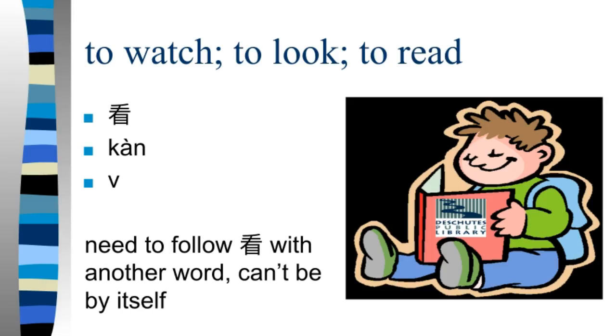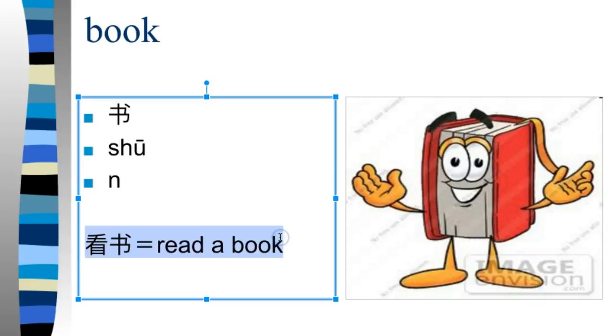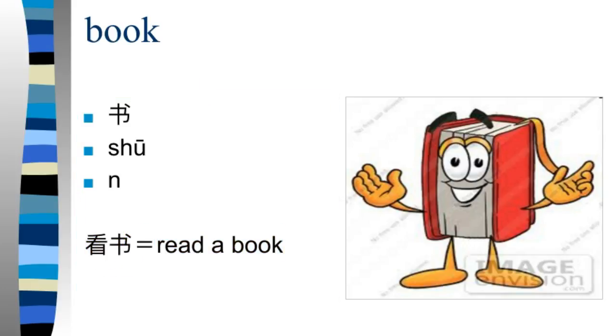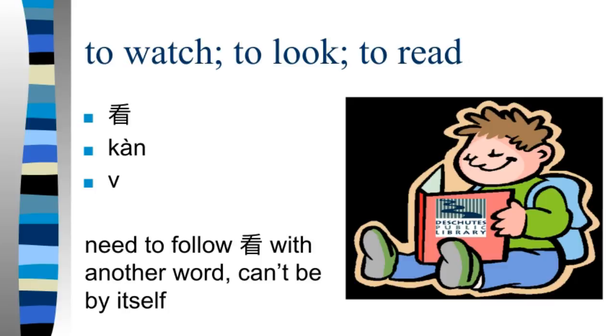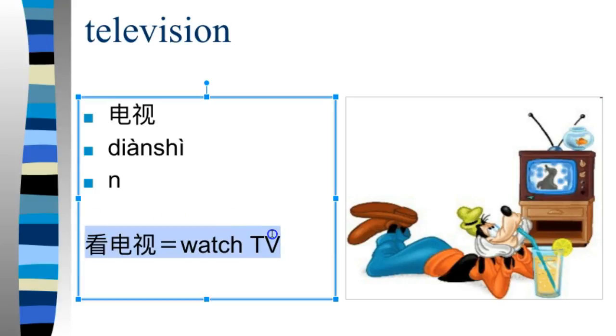So 看 is a verb. 看书. 书 is a noun, and then 看书 is a verb object, to read a book. 看书. We can also say 看电视. 电视 is a noun, it means television. 看电视 is a verb object compound means to watch TV.